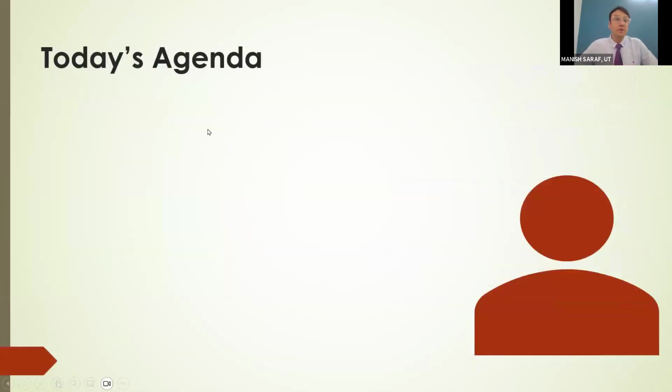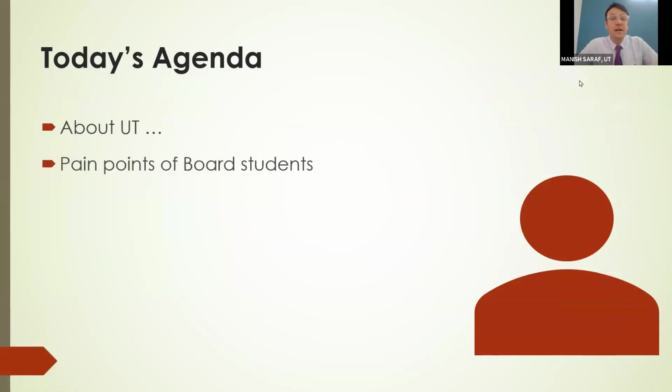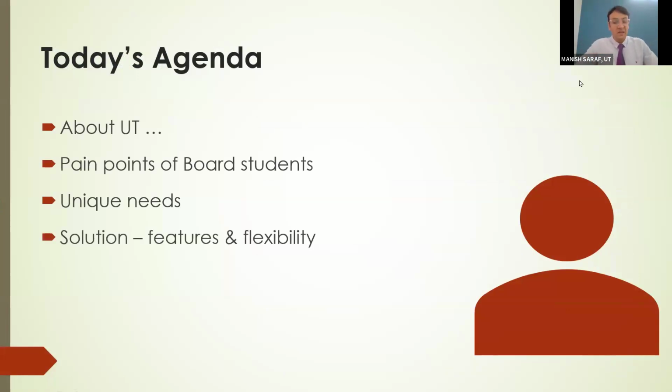What is it that we are going to cover today? We have a very defined agenda, and we'll talk possibly about UT, something that Anubhav sir will talk about. We'll start with understanding some important pain points and challenges that board exam students face. We'll talk about some unique needs that you have in terms of all your engagements, and identify those unique needs. Then Anubhav sir will help you understand what the solutions are to the pain points and challenges that you are facing.